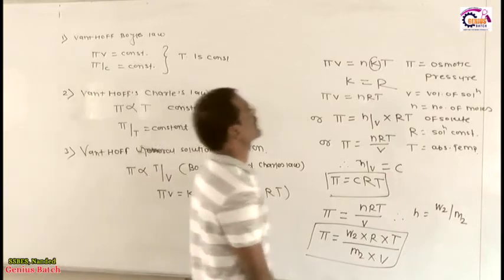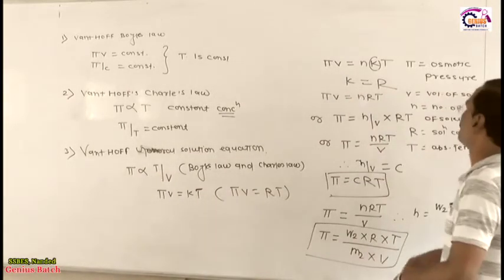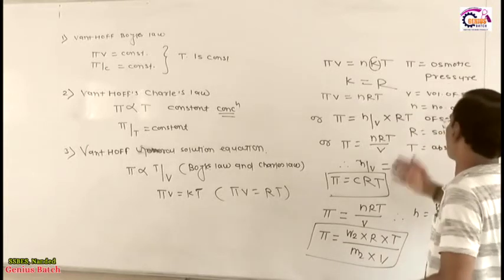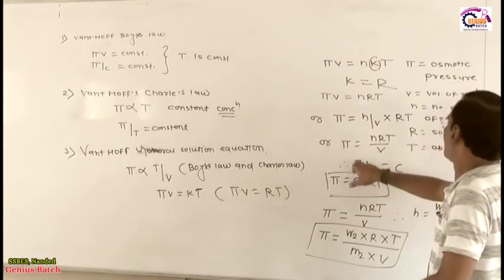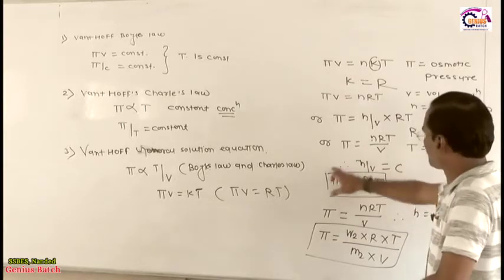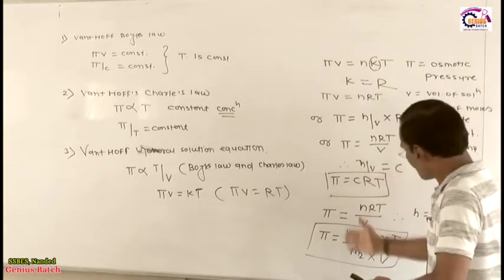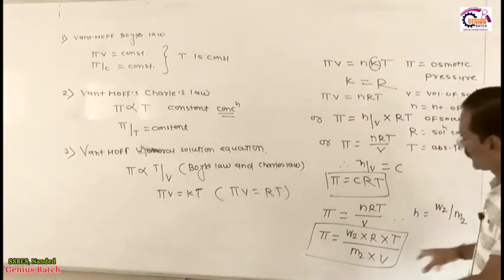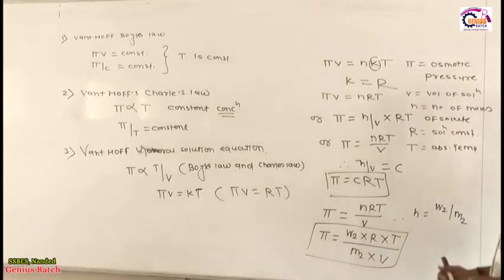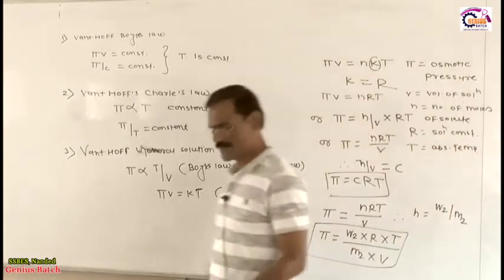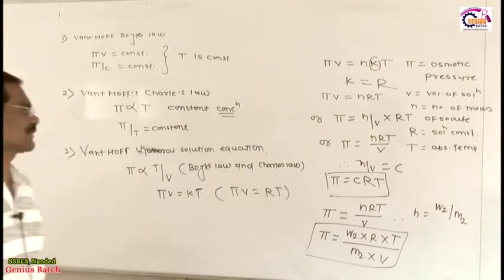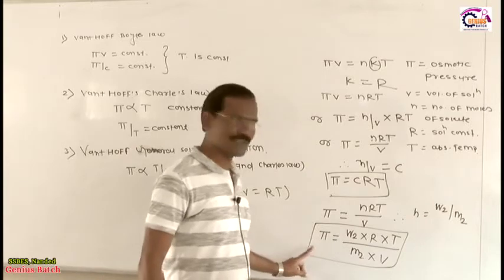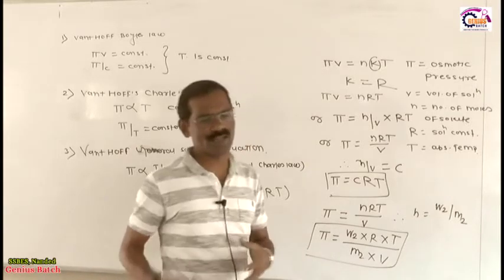Therefore pi V equals nKT, or K equals R, therefore pi V equals nRT. Therefore pi equals n by V into RT, so pi equals nRT by V. You know very well, my dear friends, n by V means concentration. Therefore we say pi equals CRT. Same, pi equals nRT by V. Number of moles means weight divided by molar mass, W2 divided by M2. Therefore pi equals W2 into R into T divided by M2 into V. This is a very simple equation, called the Van't Hoff general solution equation. Write down this equation, because problems based on it may be asked in your examination.